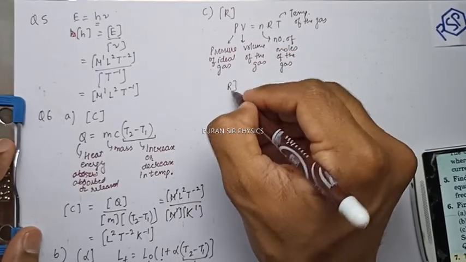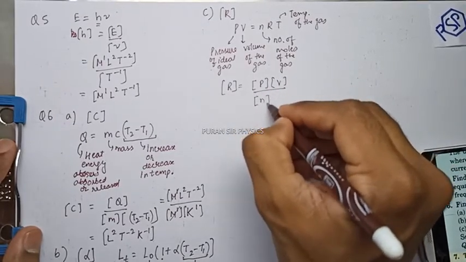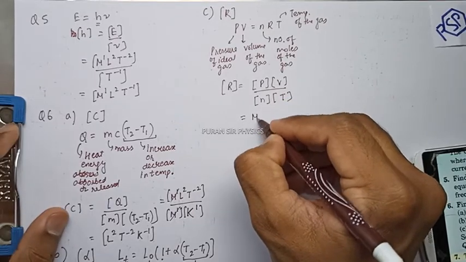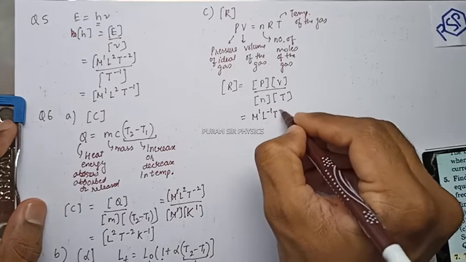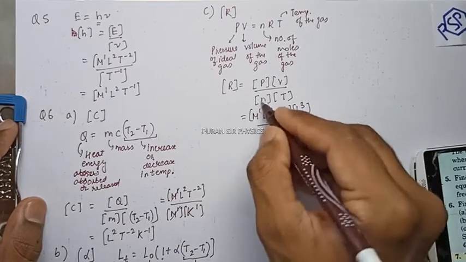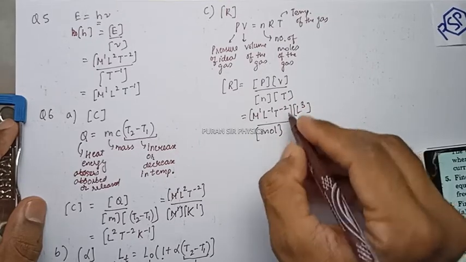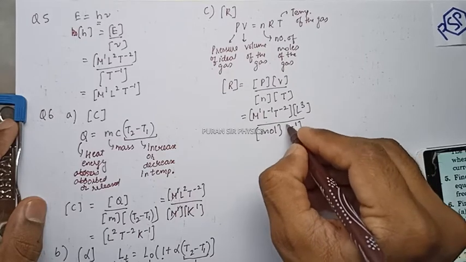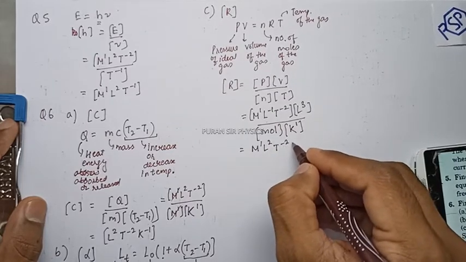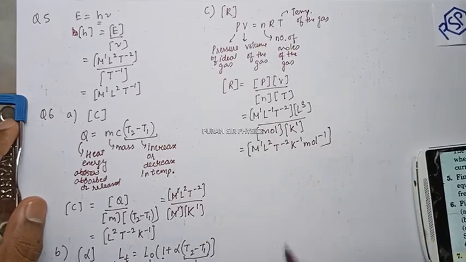So from here the dimension of R will be dimension of P into dimension of V upon dimension of n upon dimension of T. So pressure is force upon area, so that will be M raised to power 1 L raised to power minus 1 T raised to power minus 2, and this is volume, so it has a dimension L raised to power 3, mole MOL, and your temperature, it has the dimension of K. So from here what we'll have, M raised to power 1 L raised to power 2 T raised to power minus 2 K raised to power minus 1 mole raised to power minus 1. So this is the dimension of gas constant.